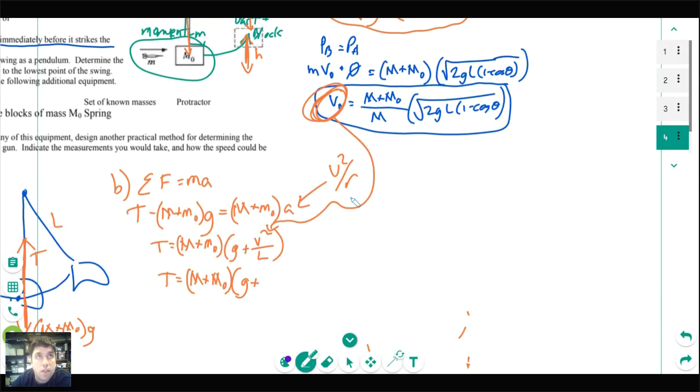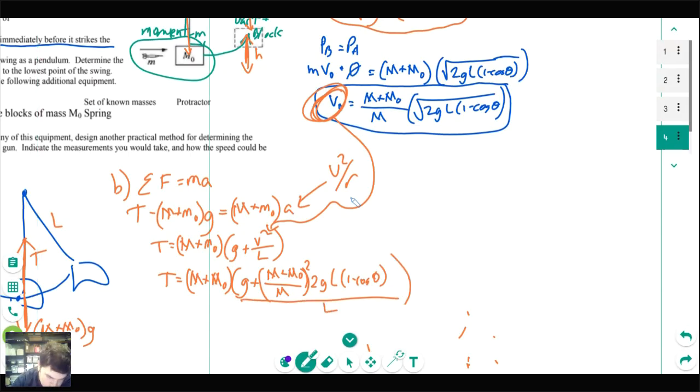All right. So plugging all that stuff in. So it's g plus m naught over m squared, 2gL times 1 minus cos theta, all over L. Yuck. This looks like it's just a mess. Good news is L can disappear. Can I do much more with this? I am not quite sure.